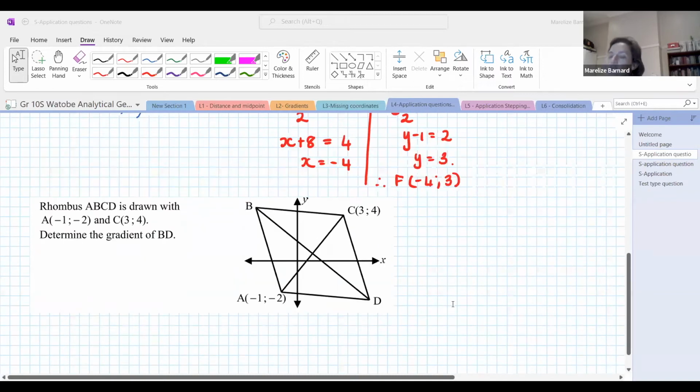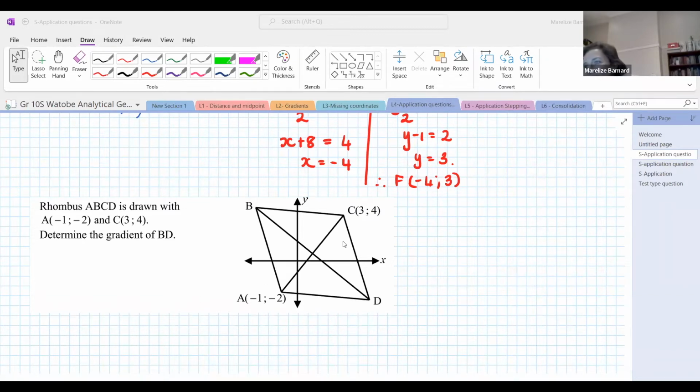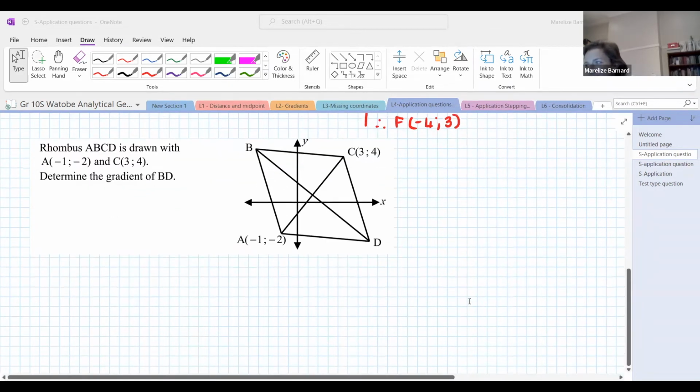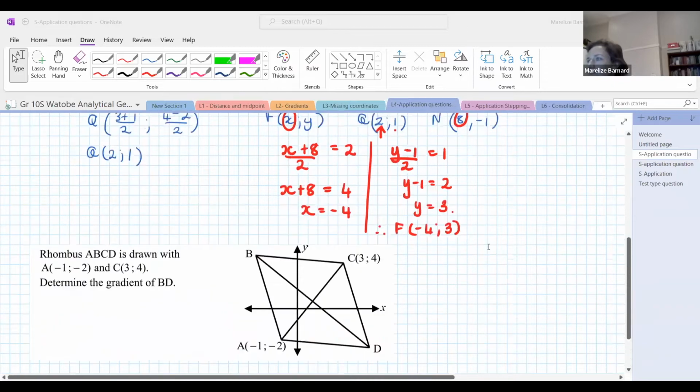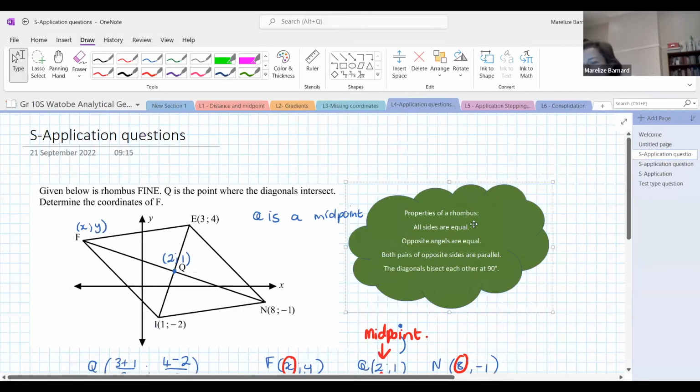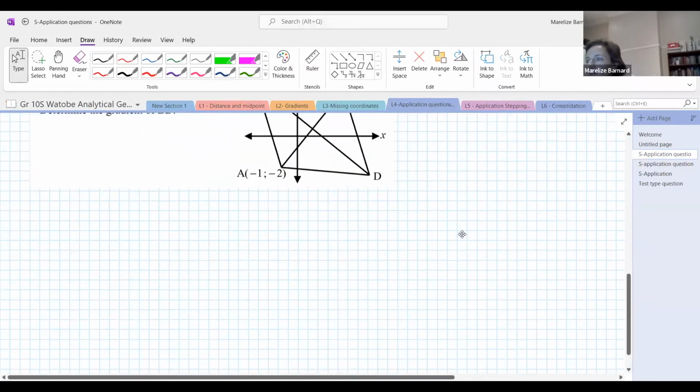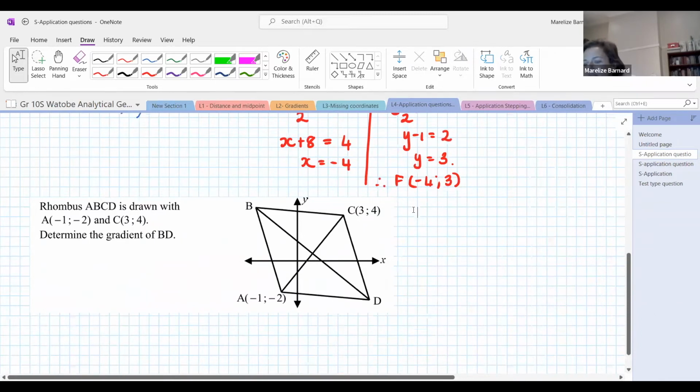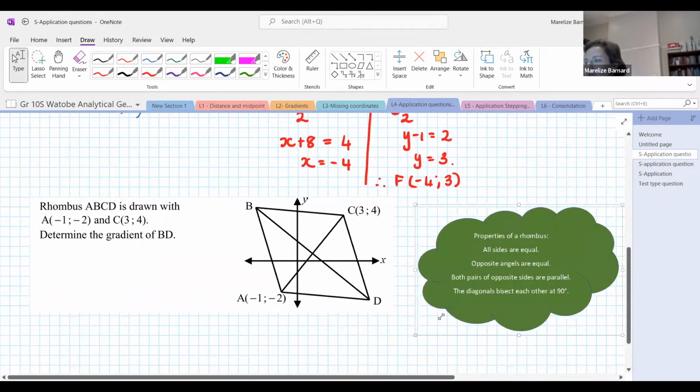Okay, so we have rhombus ABCD is drawn, and we have the coordinates of A and the coordinates of C. Determine the gradient of BD. Okay, let's just go fetch our properties, because we're going to need those properties to solve for this.